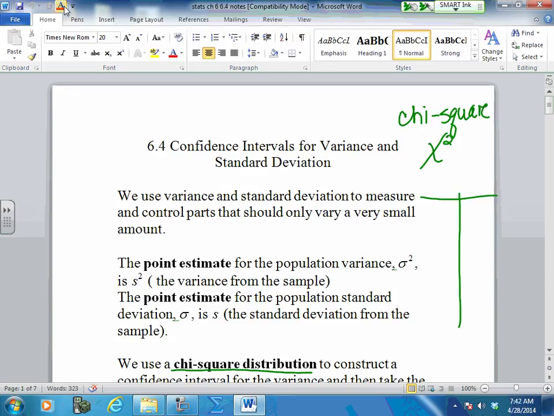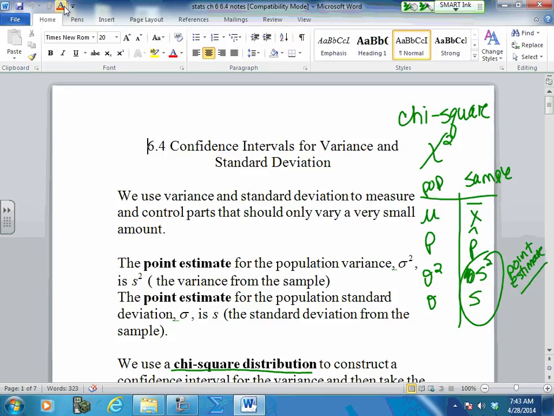Now, we start the same way. Population, sample. We did the mu for your population mean. We did the x bar for your sample mean. We did the p for your population proportion. The p hat for your sample. Do the same thing with your variance. This is your population variance. This is your sample variance. This is your standard deviation for your population. This is your standard deviation for your sample. These guys are called, the same as those were, your point estimates.